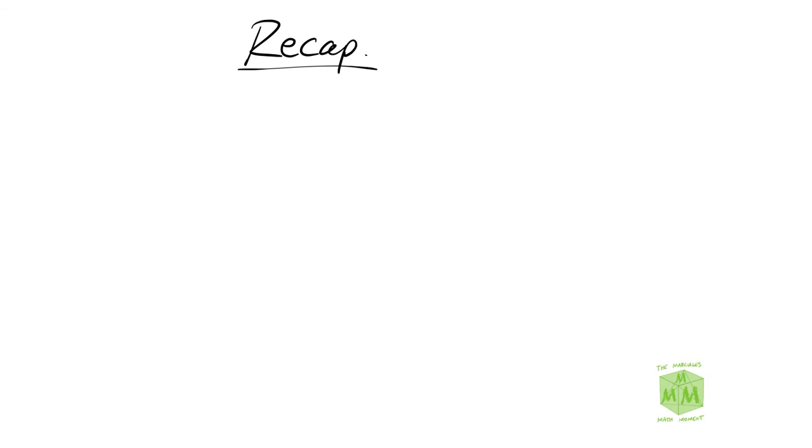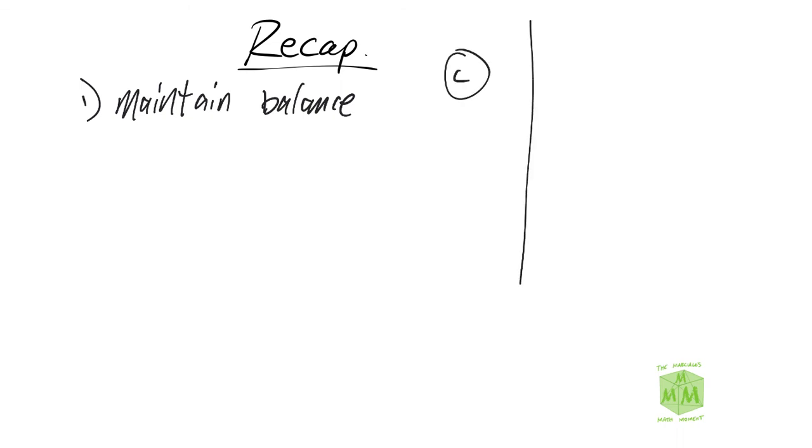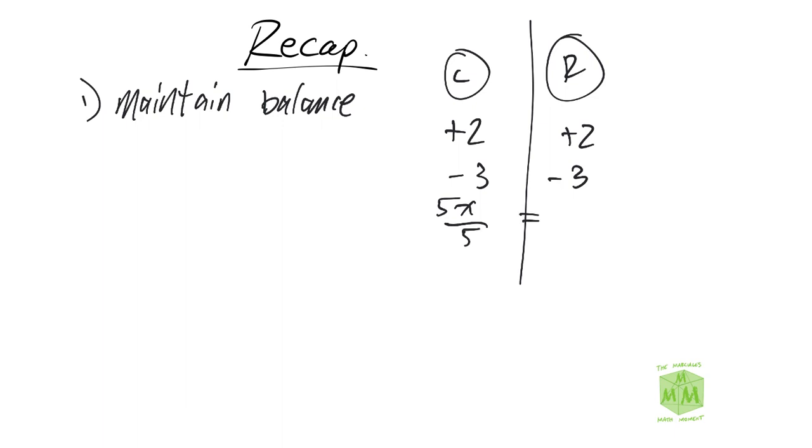So to recap, we maintain balance by whatever we do to the left-hand side, we do to the right side. If I add 2, then I have to add 2 on the right side as well if I add 2 on the left. If I subtract 3 from the left, I have to subtract 3 from the right. If I divide, let's say I have x, if I divide both sides by 5, that means whatever is over here, I also divide by 5, okay?